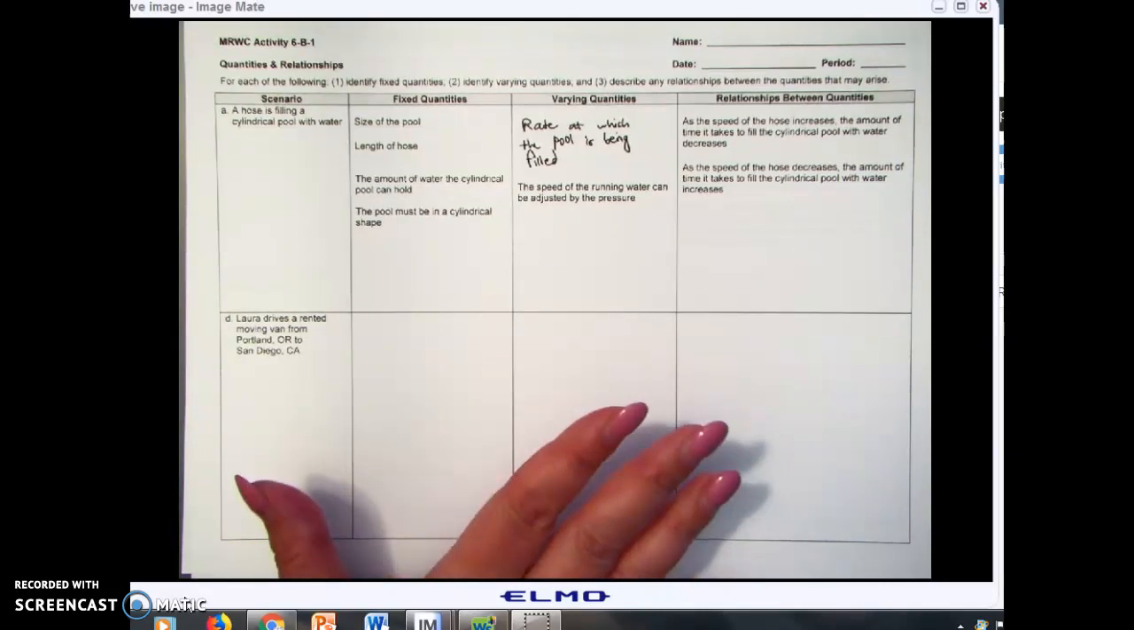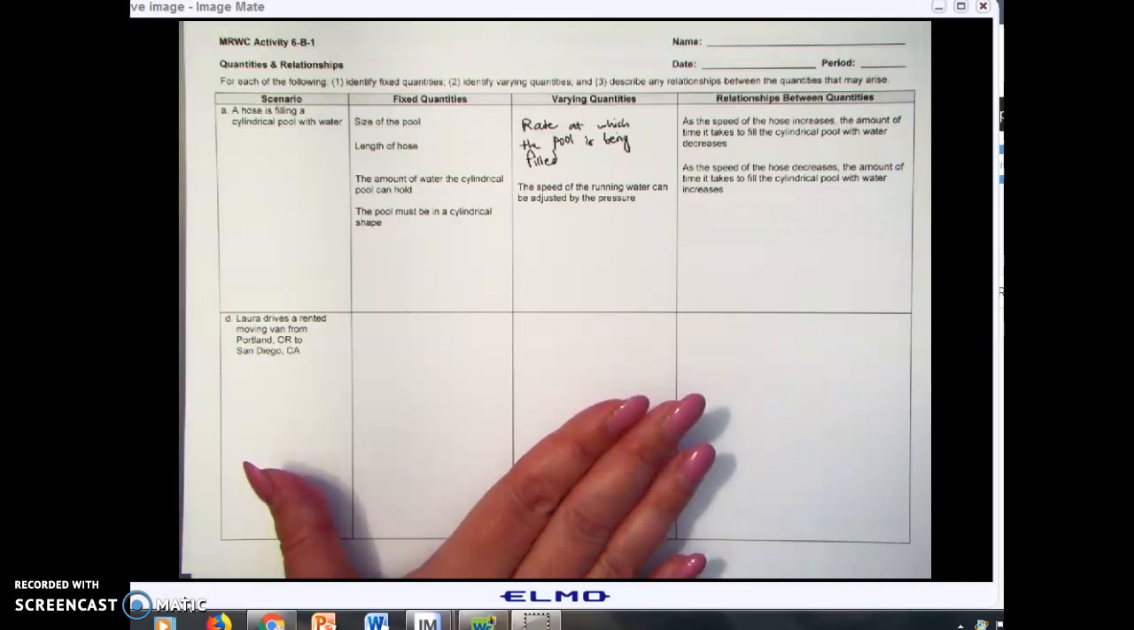So here are the problems that I wanted to give you some hints on. Now, I would not expect you to come up with every single answer here. These are just sample answers that I got from your classmates, just to give you an idea of what a fixed quantity, a varying quantity is, and the relationship between the two.